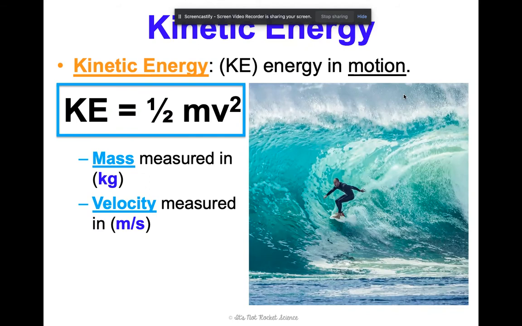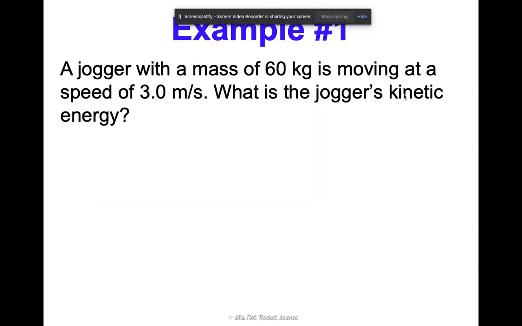The easiest way to think about kinetic energy is energy in motion. Here I put a picture of a surfer. This is energy in motion. He has kinetic energy because he has dropped into the wave. He's riding that wave until the rip curl catches him, pretty much.